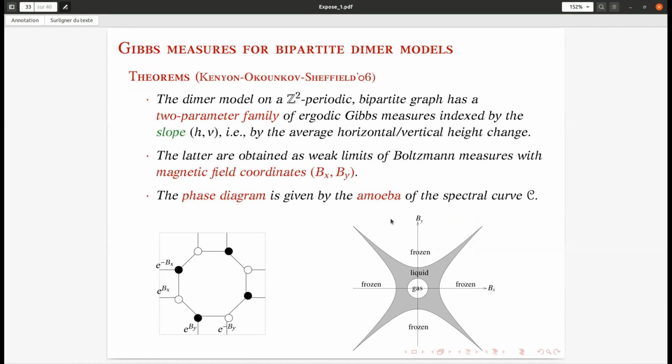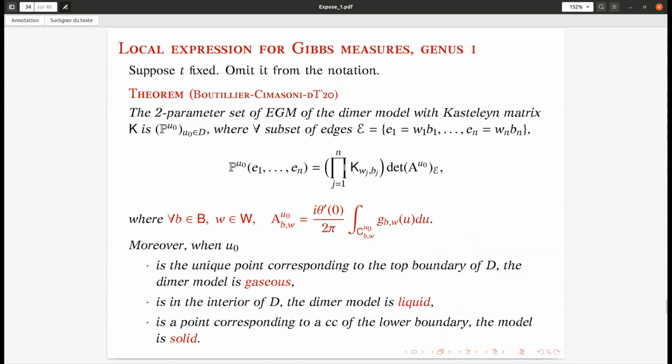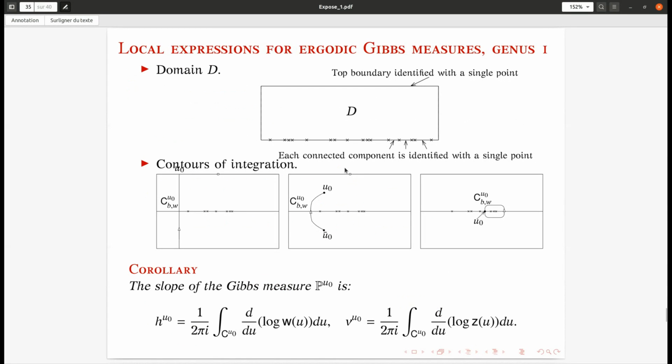And just 3 or 4 minutes left, probably. Sure. So maybe I will not go to the end. Okay, I will try and state this main result. Okay.